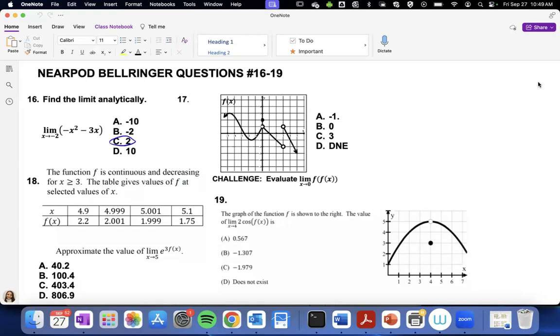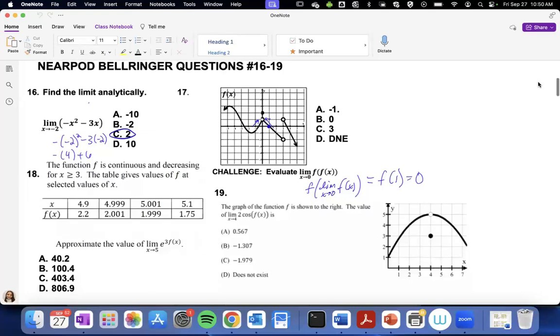Okay, if you plug in a -2 here, you just be careful of your order of operations. You have to square the negative first. It's negative of 4 plus 6 is 2. Over here, the limit as x approaches 0 of f of f of x is like f of the limit as x approaches 0 of f of x. So you first find the limit as x approaches 0 of f of x, which is 1. So then it becomes f of 1, and the value at f of 1 is 0. Okay, you guys did a great job with that one.